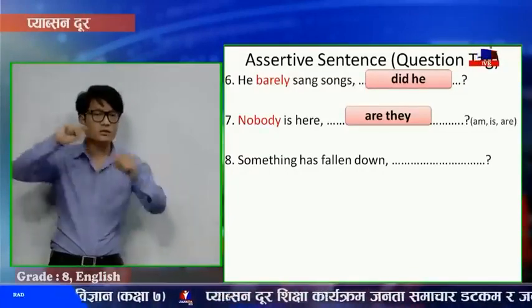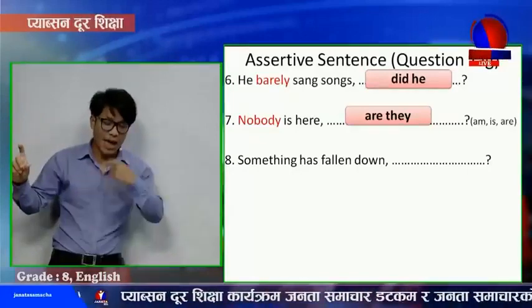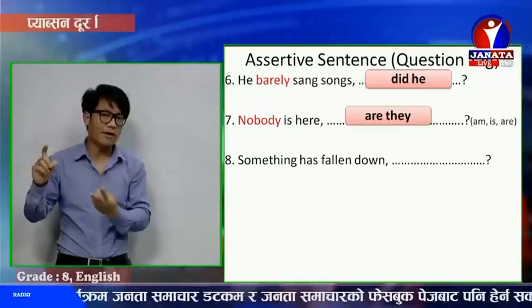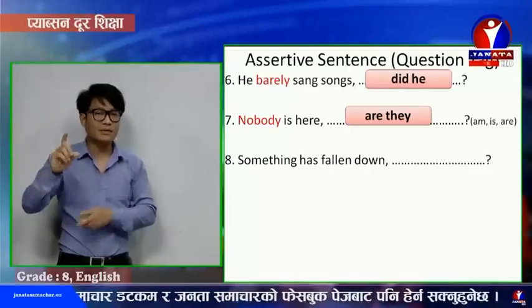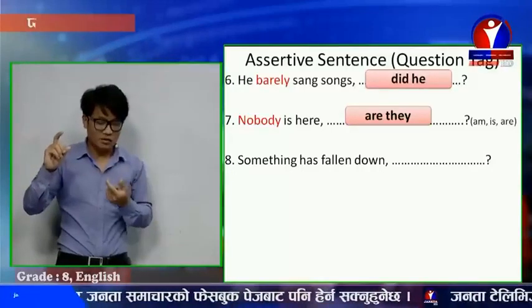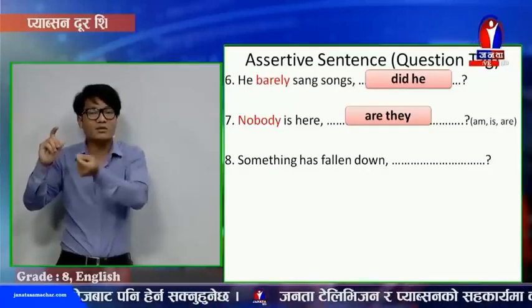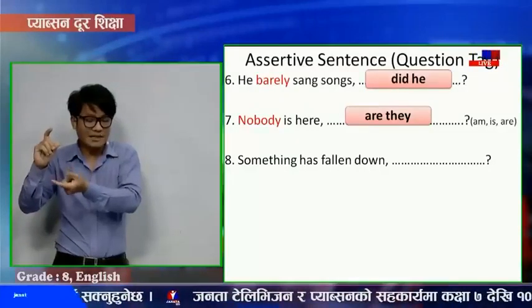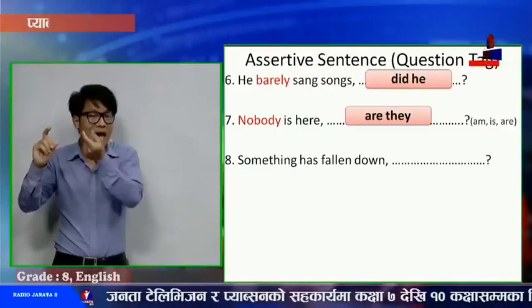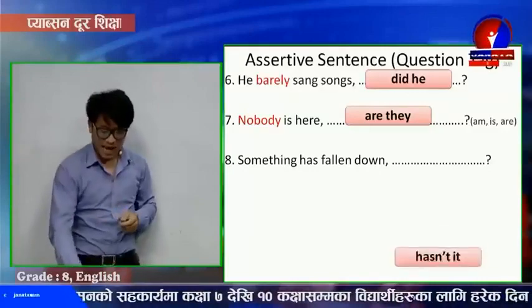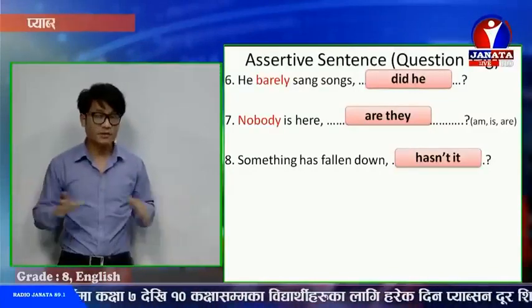So something should be changed into the pronoun it, and there are auxiliary verbs has and have. The pronoun it takes has. As this statement is positive, the question tag should be negative. Something has fallen down, then the answer is hasn't it.